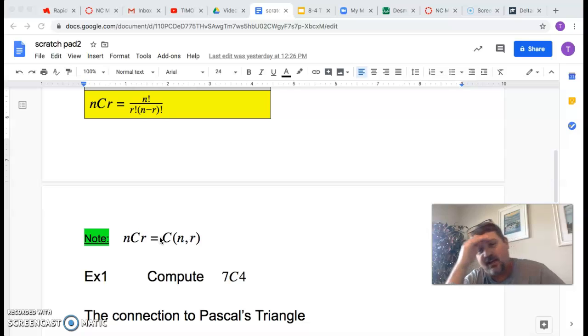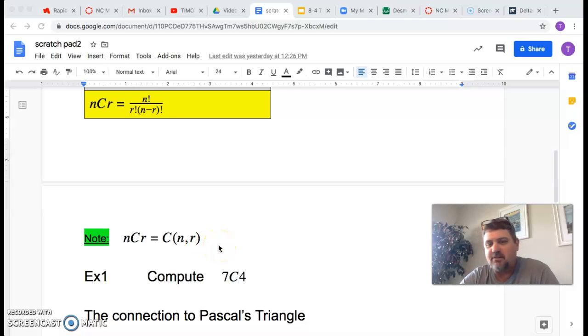Some books, and you may find this, use this notation instead of nCr. Now, your calculator uses this nCr, and I'm going to show you in a second how to do this. But some do use this notation right here, and it always goes n comma r.